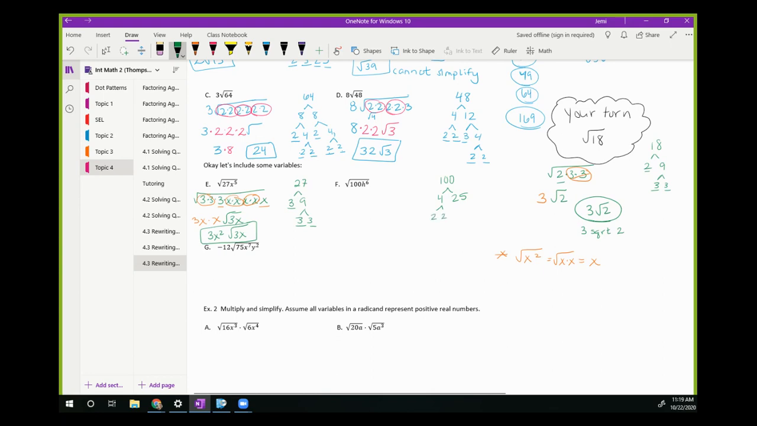4 breaks down to 2 times 2, which are both prime. 25 breaks down into 5 times 5, which are both prime. So when I write these underneath the radical, I get 2 times 2 times 5 times 5. And then I have h to the 6th. So I need to write out h times itself 6 times.